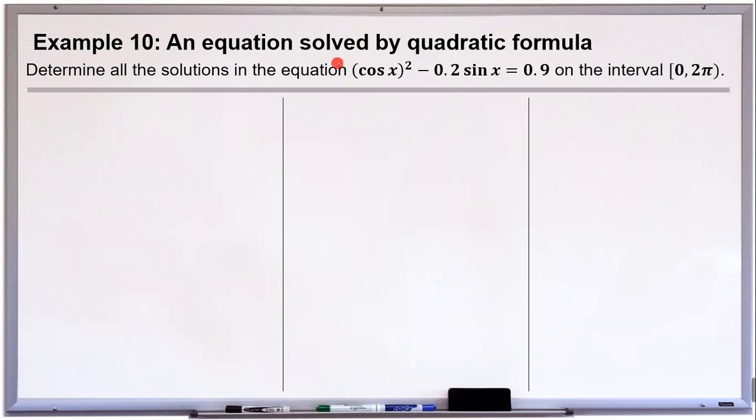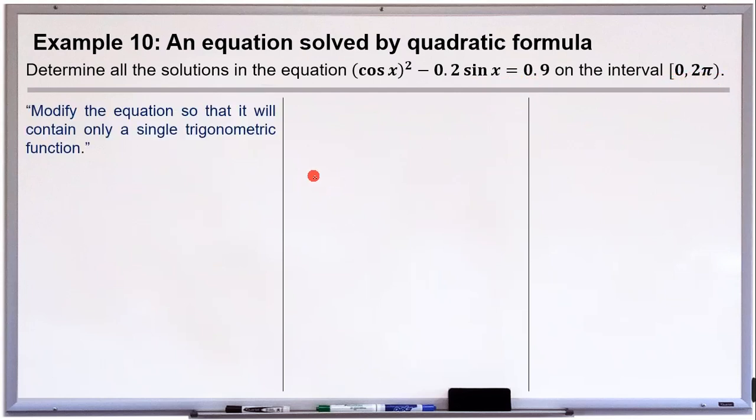This is an equation solved by quadratic formula. Determine all the solutions in the equation. Cosine x squared minus 0.2 sine x is equal to 0.9 on the interval 0 to 2 pi, including 0. So the first step, modify the equation so that it will contain only a single trigonometric function. As you can see, although it is more like a quadratic equation form, we still need to convert this cosine x into sine x because one of its terms contains sine x.